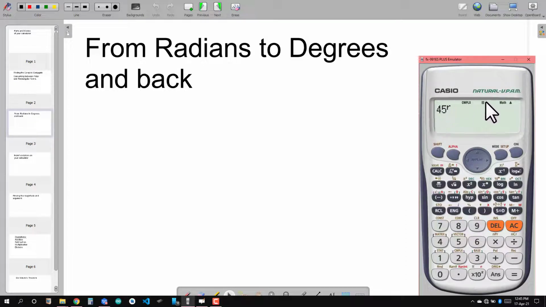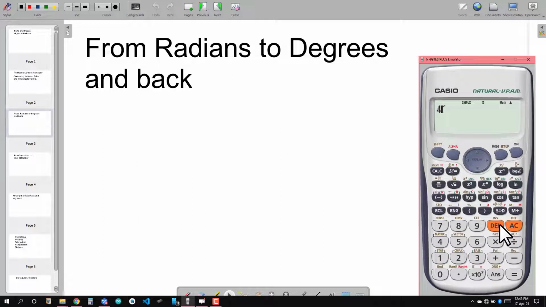Although we are working in degrees, we want to tell the calculator that temporarily we are entering an angle which is in radians. So by pressing enter, the calculator will ensure that in degrees, all answers are in degrees. So by entering 45 radians in our workspace and having degrees as our mode, the calculator will convert 45 radians into degrees. So let's try that.